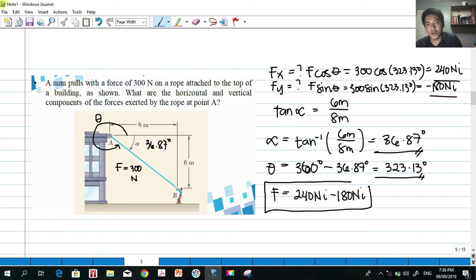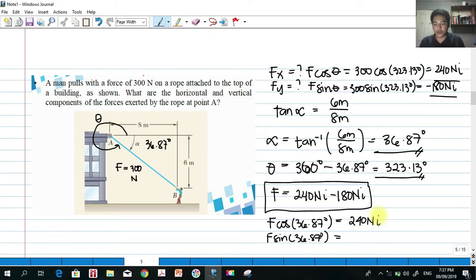Sir, you said a while ago that we can also use 36.87. Yes, we can also use that. So, let's try to use F cosine of 36.87 and F sine of 36.87. You try to solve this. F is still 300. So what will you get? We have 300 cosine 36.87. That is 240 newtons. Same, correct? How about the other one? So the sine: 300 sine 36.87, which is 180 newtons j.